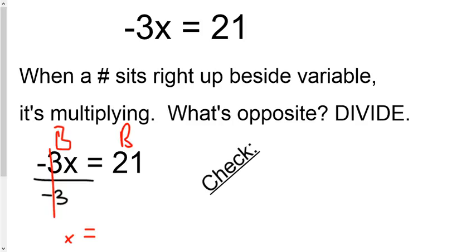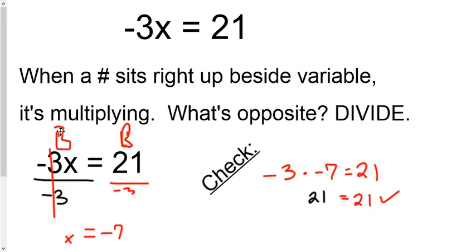We've got to come back for the right side of the equation, okay? Divide it by negative 3. x is going to be negative 7. Let's check it to see if we're right. Negative 3 times negative 7 equals positive 21. Is that correct? Yeah, 21 really does equal 21.